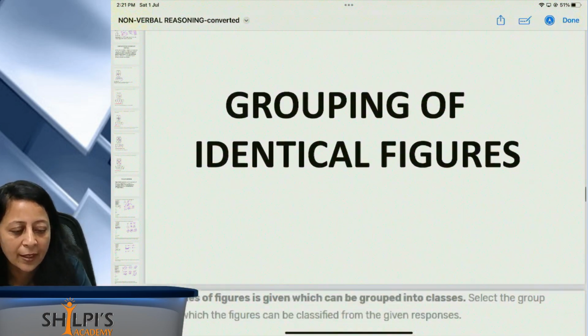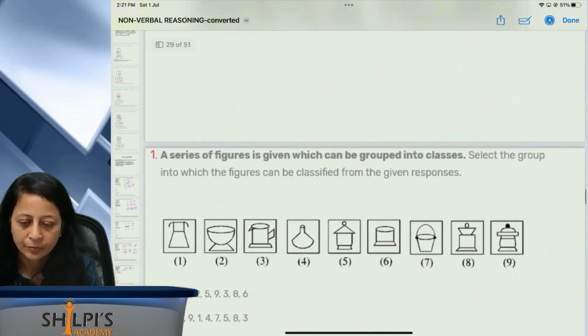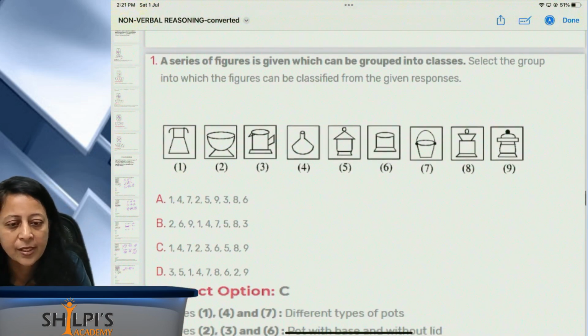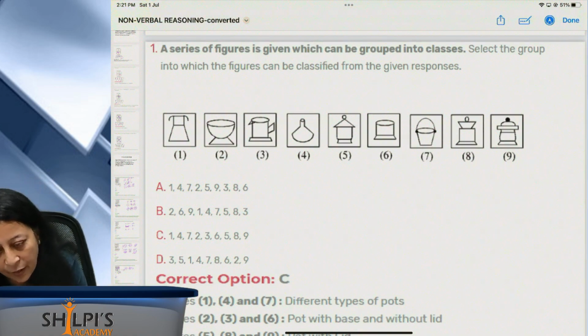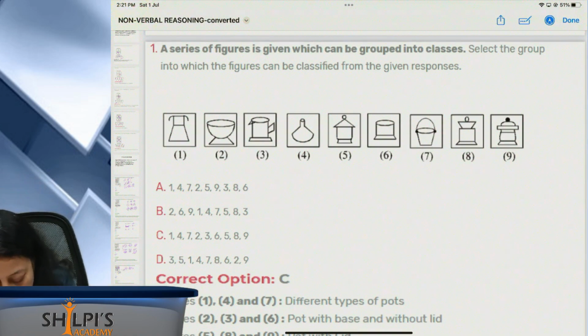So grouping of identical figures. A series of figures is given which can be grouped into classes. Select the group into which this can be identified. Okay, how are we going to choose? So first one I can see this, it has got a longer base, second it has got a shorter base, and like here also a shorter base, here also a shorter base, something like this, right? But here it has got a longer base. We can put that 7.